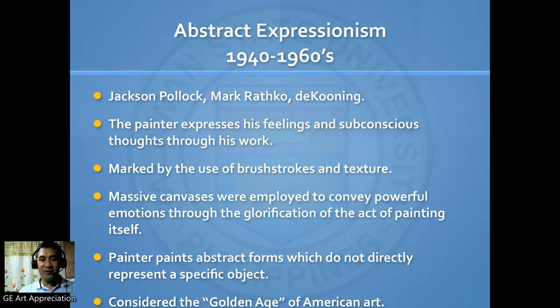Let's proceed to abstract expressionism during 1940 to 1960s. The proponents of abstract expressionism are Jackson Pollock, Mark Rothko, and de Kooning. These painters express their feelings and subconscious thoughts through their works. There is a massive canvas, and they employ it to convey powerful emotions through the glorification of the act of painting itself. So the painter would paint abstract forms which do not directly represent a specific object. Let's take a look.